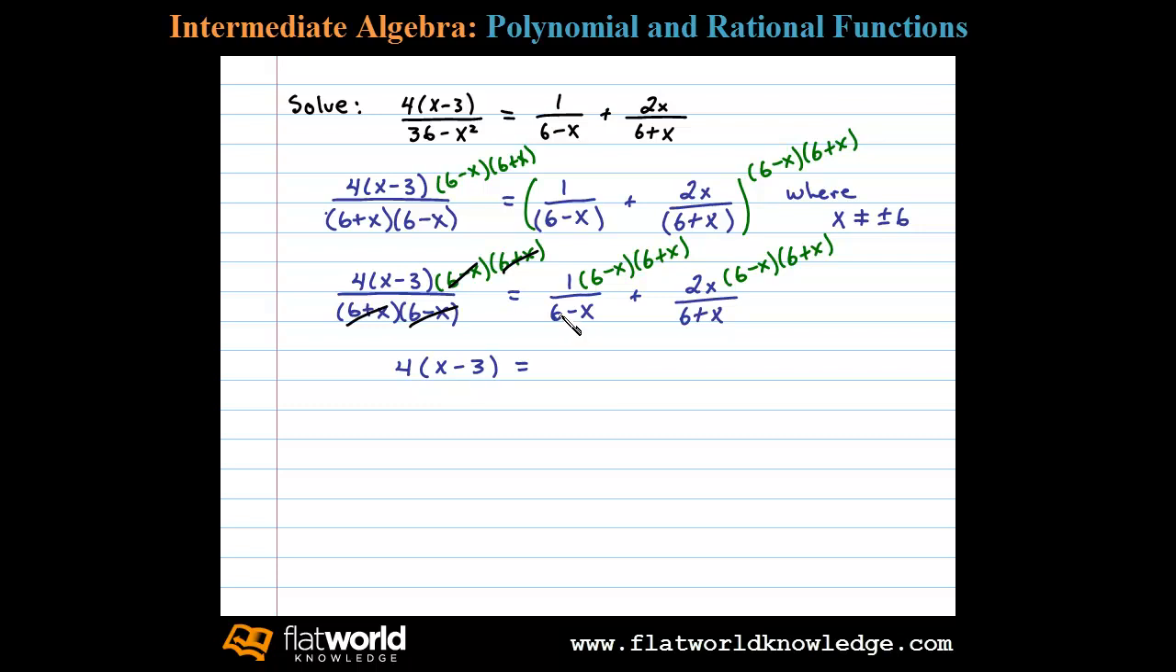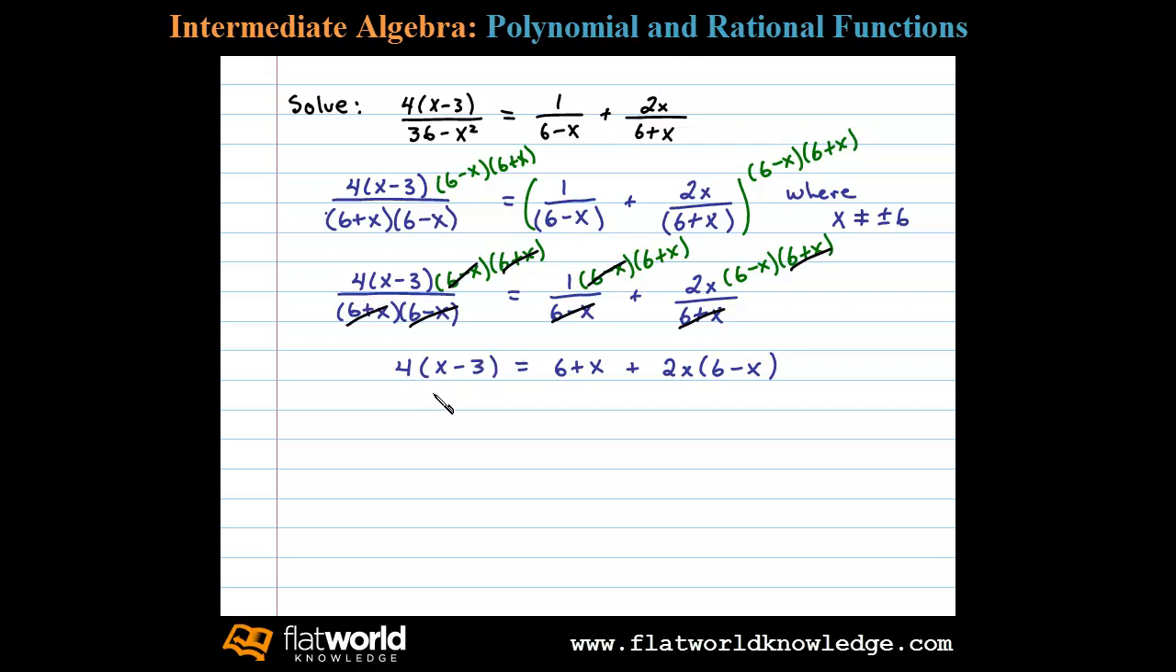On the right side here, 6 minus x cancels with 6 minus x, and 6 plus x here cancels with 6 plus x, and so that leaves us with 6 plus x plus 2x times 6 minus x. Multiplying both sides by the LCD clears the fractions. But we have to be careful because this introduces the possibility for extraneous solutions. We'll have to check our answers.